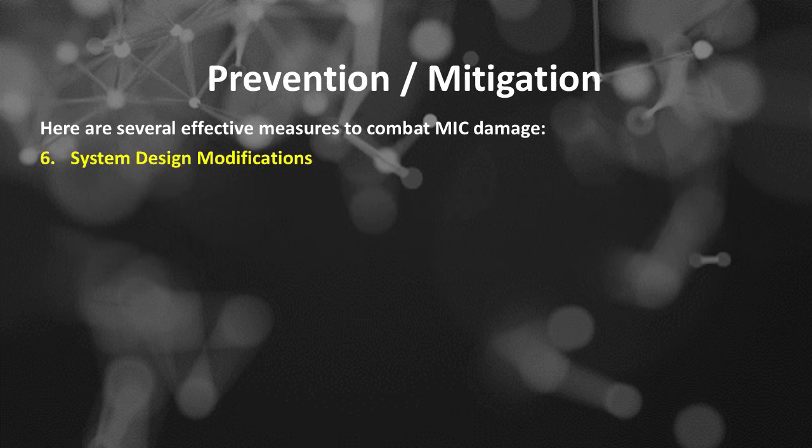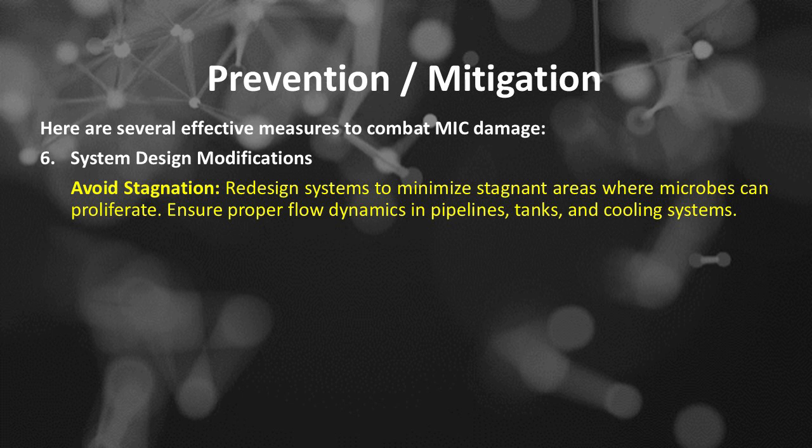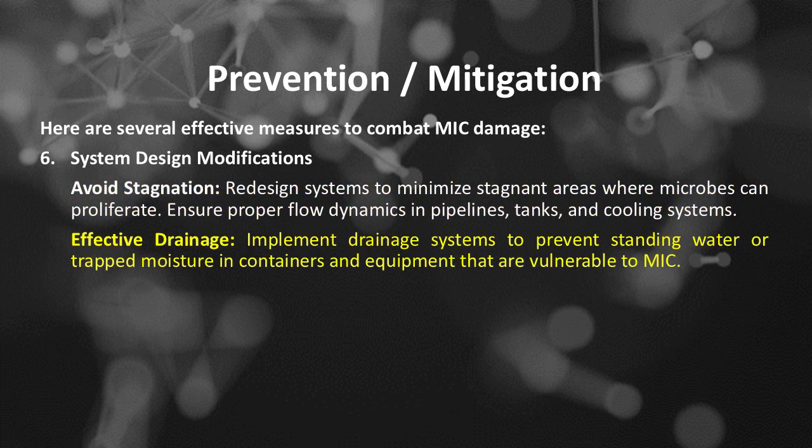Number 6 is system design modifications. Avoid stagnation: redesign systems to minimize stagnant areas where microbes can proliferate. Ensure proper flow dynamics in pipelines, tanks, and cooling systems. Effective drainage.